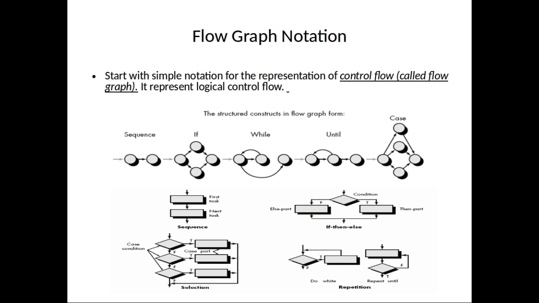Before we consider the basis path method, a simple notation for the representation of control flow, called a flow graph or program graph, must be introduced. The flow graph depicts logical control flow using the notation shown in the first row of the figure. For each flow graph symbol, the corresponding structured construct is shown in the lower part of this slide.